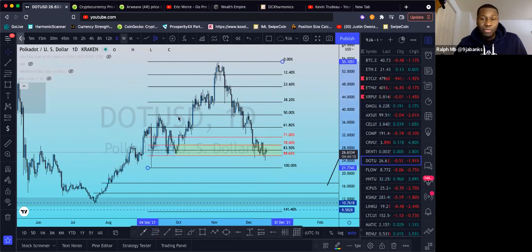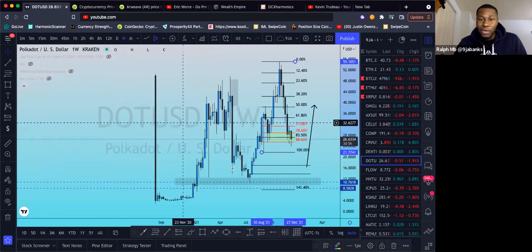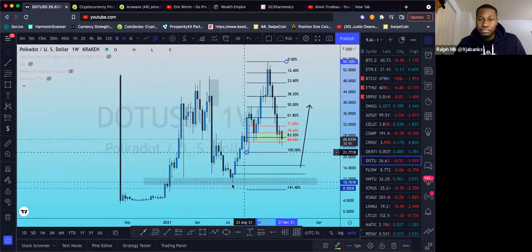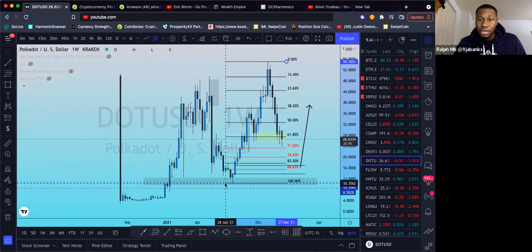But if we go on a weekly, now we just draw with fib confluence, and we draw from the low point here, this low, to the high.